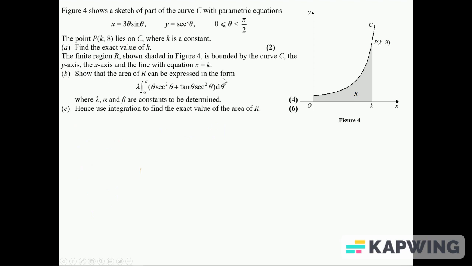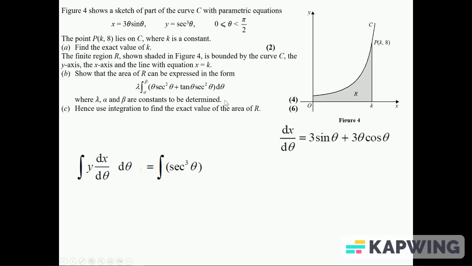So the area can be expressed in that form. We're going to use y dx over d theta times d theta. The y is just sec cubed. For dx over d theta, we use the product rule on this one, so it'll be 3 times sine theta: differentiate the 3 theta, multiply by sine theta, and then do it the other way around. Differentiate the sine theta, multiply by 3 theta, giving 3 theta cos theta. You got most of the marks there, but there's a mark for getting the limits.